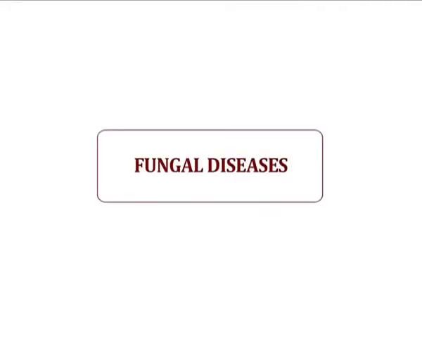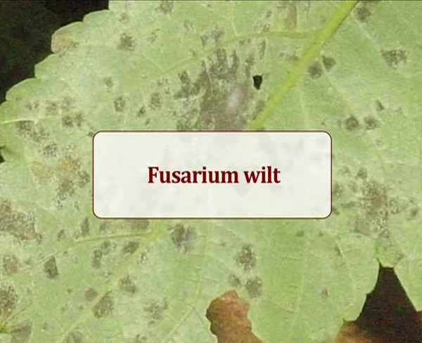So let's discuss one after another. Let's discuss the fungal diseases. First one is the Fusarium wilt. This disease appears as yellowing and stunting of the plants, followed by wilting and rolling of the leaves, and finally the plant dies. Next is the scientific classification of this pathogen.